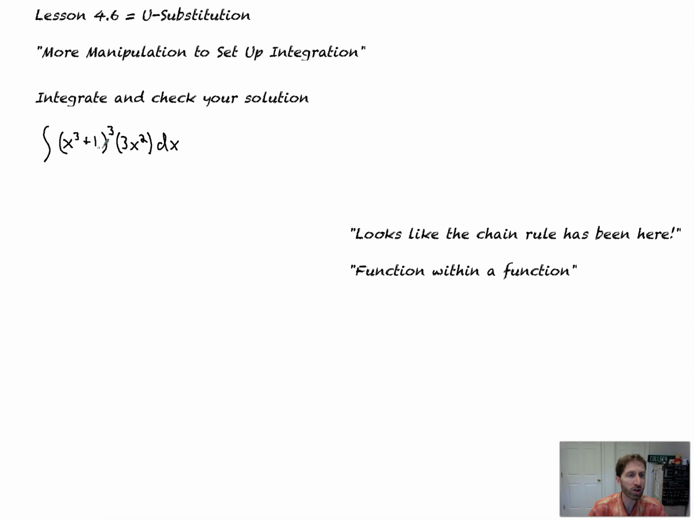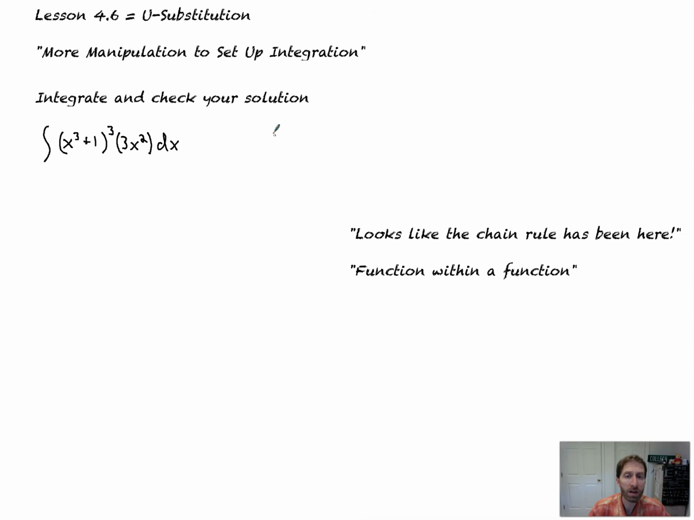So you've got this function within a function, and then you've got a derivative of this inner function right here, 3x squared, or something a lot like the derivative. That's the sign that U-substitution is the way to go. So the number one thing you look for is that you've got a function within a function. That's like 95% of the time that's going to be your U value, maybe 90%.